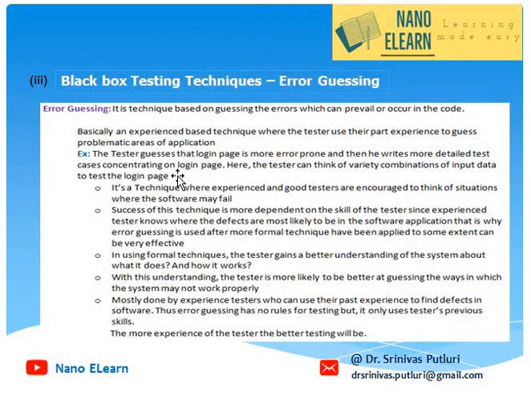The third technique is error guessing technique. It is a technique based on guessing the errors which can prevail or occur in the code. Basically, an experience-based technique where the testers use their past experience to guess the problematic areas of the application. For example, the tester guesses that the login page is more error prone, and then he writes more detailed test cases concentrating on the login page. Here, the tester can think of a variety of combinations of input data to test the login page.